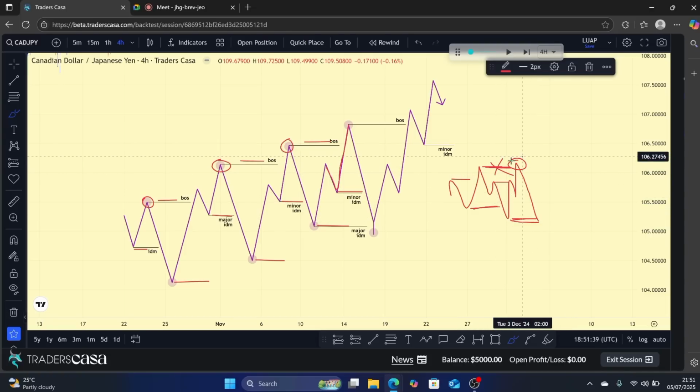Not unless price here breaks with a candle closure and with a displacement. By that I mean a candle closure like that with a displacement, some distance like this, then that will be considered a change of character, because this one here, even though it is the major inducement, is also the trading range high.